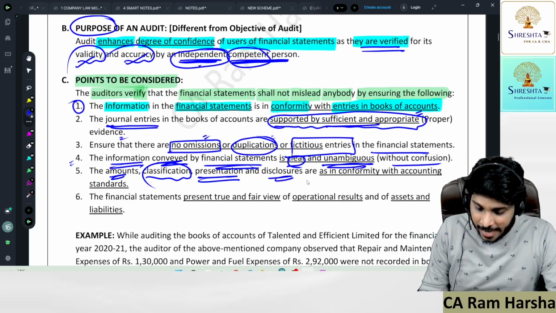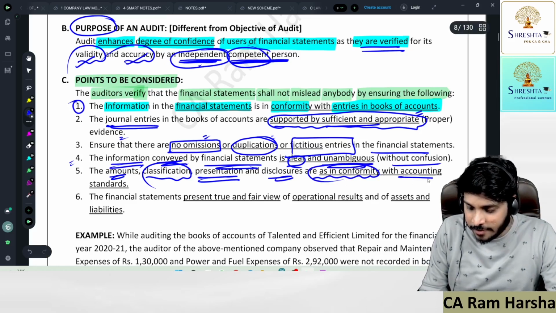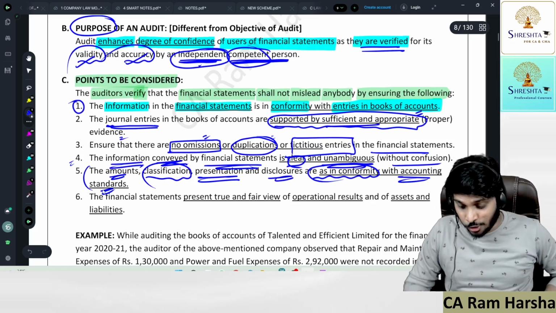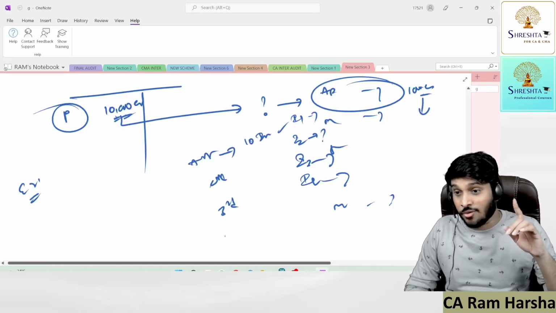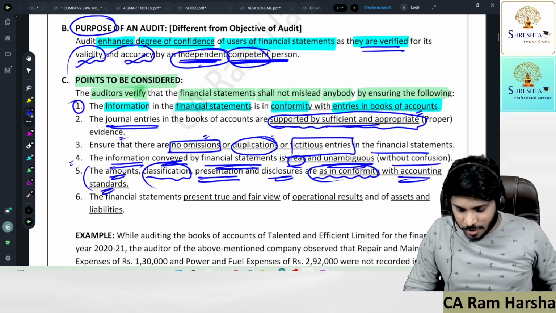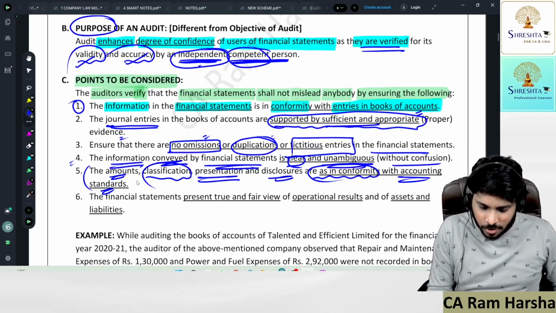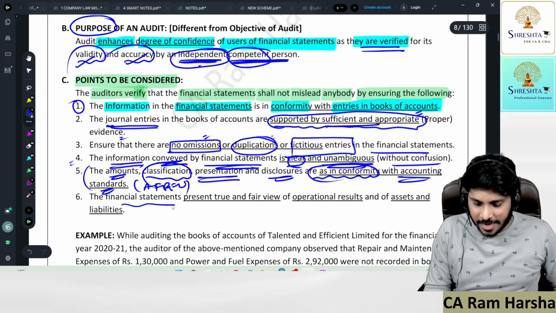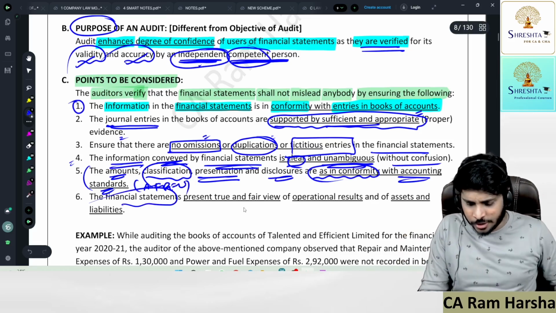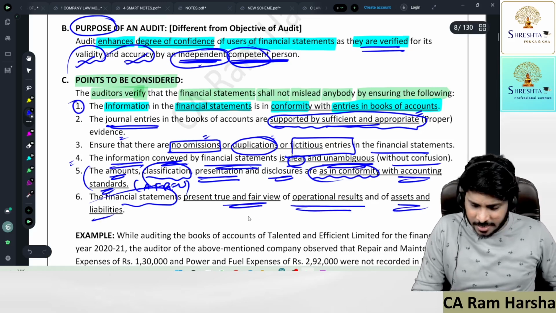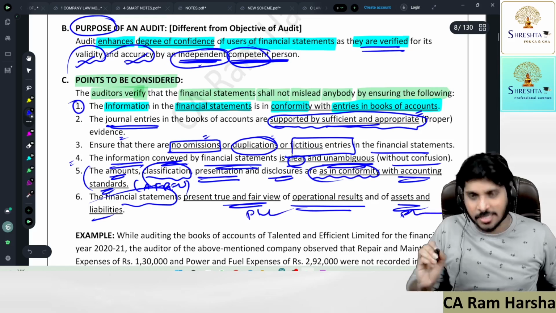Next, see whether they are in conformity with the accounting standards. So I need to check the whole balance sheet. I told you in this lecture itself, accounting standards we need to check. Applicable financial reporting framework also we need to check. Here, accounting standard is nothing but the applicable financial reporting framework. And see whether financial statements as a whole are true and fair regarding operating results, and regarding assets and liabilities, nothing but the P&L account and balance sheet.